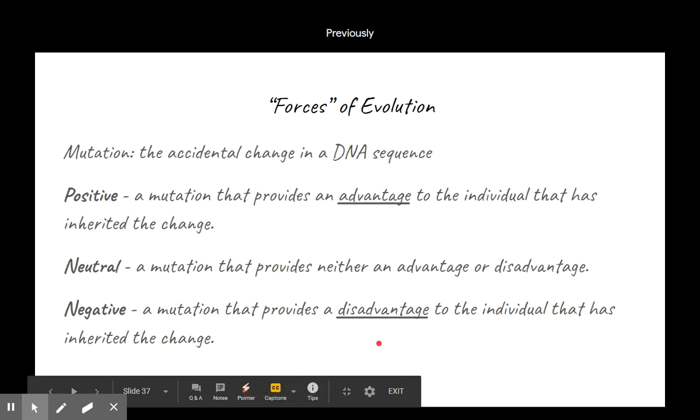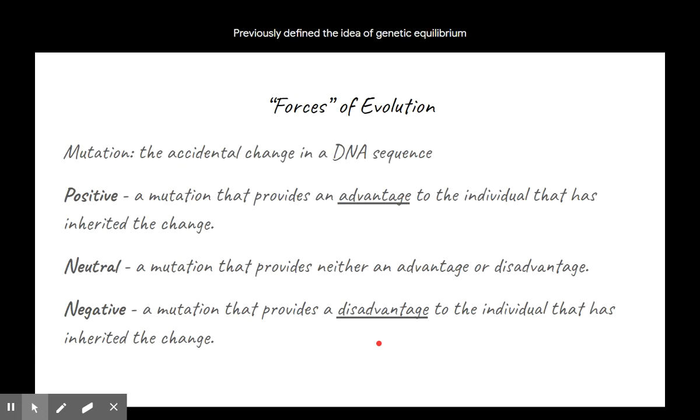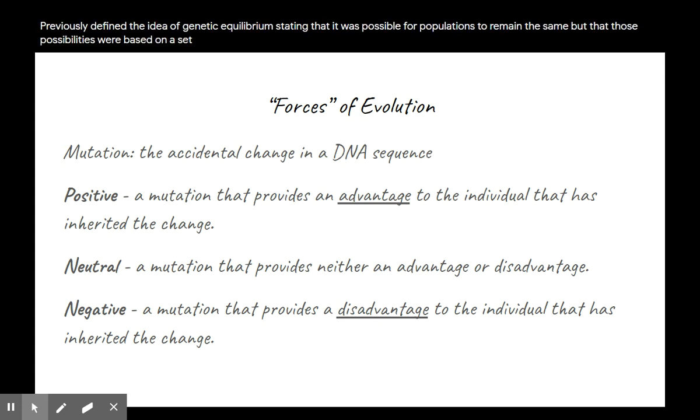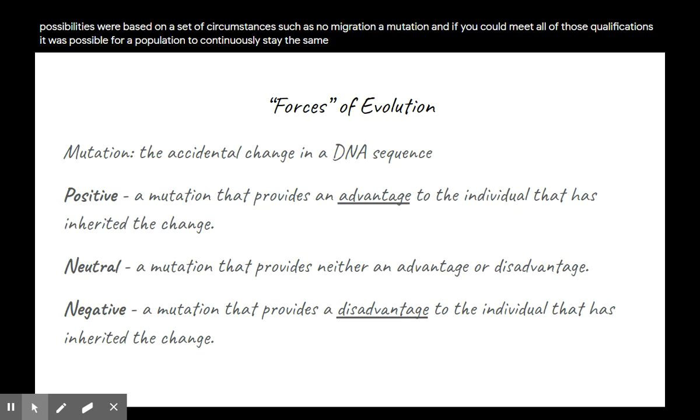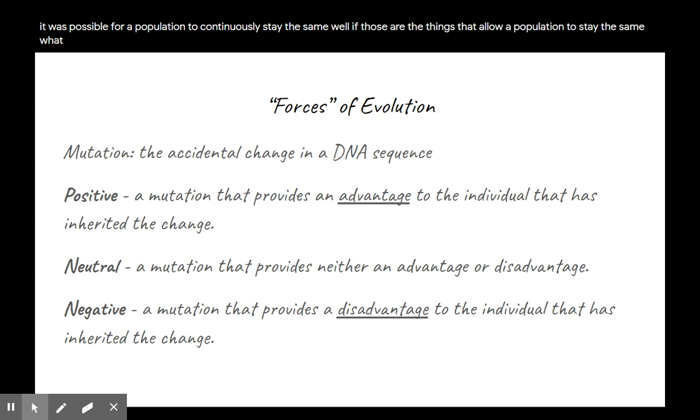We previously defined the idea of genetic equilibrium, stating that it was possible for populations to remain the same, but that those possibilities were based on a set of circumstances, such as no migration, no mutation, and if you could meet all of those qualifications, it was possible for a population to continuously stay the same. Well, if those are the things that allow a population to stay the same, what are the forces that would cause a population to come out of genetic equilibrium and therefore evolve, therefore change?